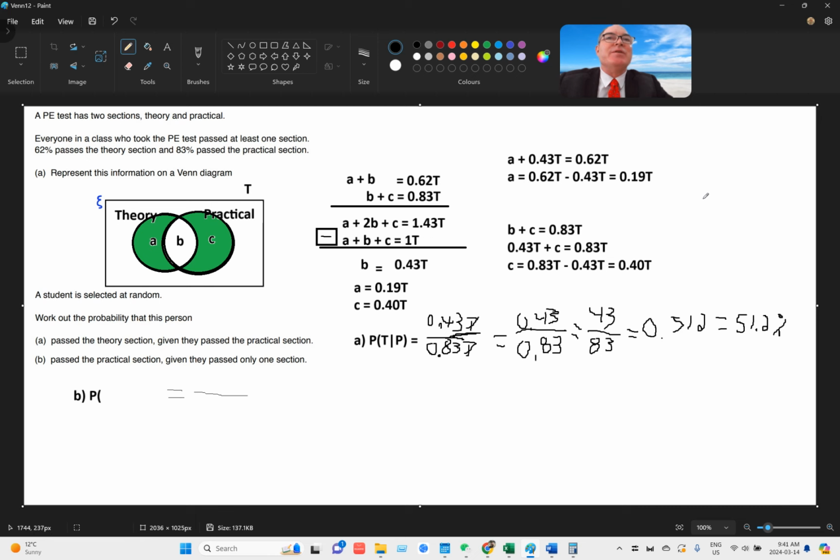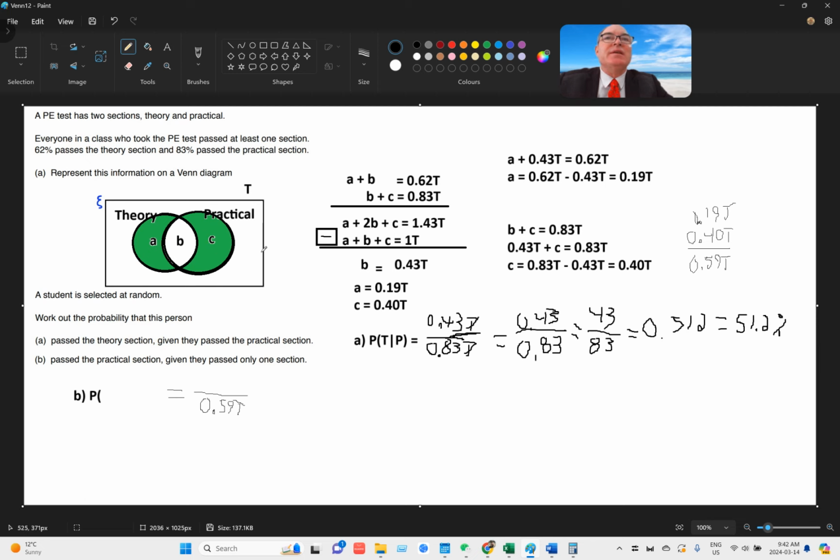A plus C, where are you? A, we said, is 0.19T. C is 0.40T. That adds up to 0.59T. Okay, there's my scrap work, putting that over here. Total number of options here is 0.59. 59% of the people pass one section or the other. But we're looking for those who pass the practical.